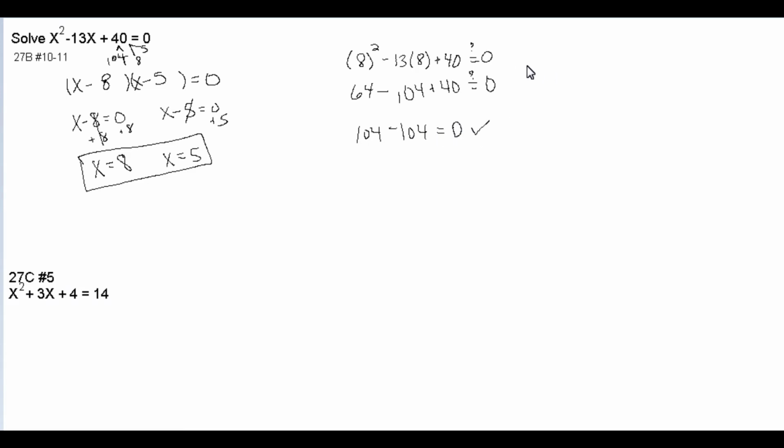So that one works. And then we have 5. So x squared minus 13x plus 40, is that equal to 0? 5 squared is 25. 13 times 5 is 65, plus 40, is that equal to 0? Again, I'm going to add the positive ones, so 25 and 40 is a positive 65, minus this 65, and that is equal to 0. So both of those work.